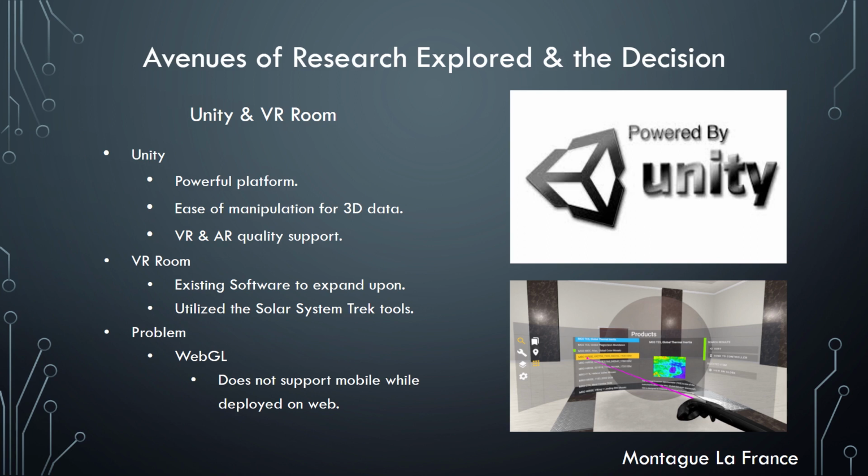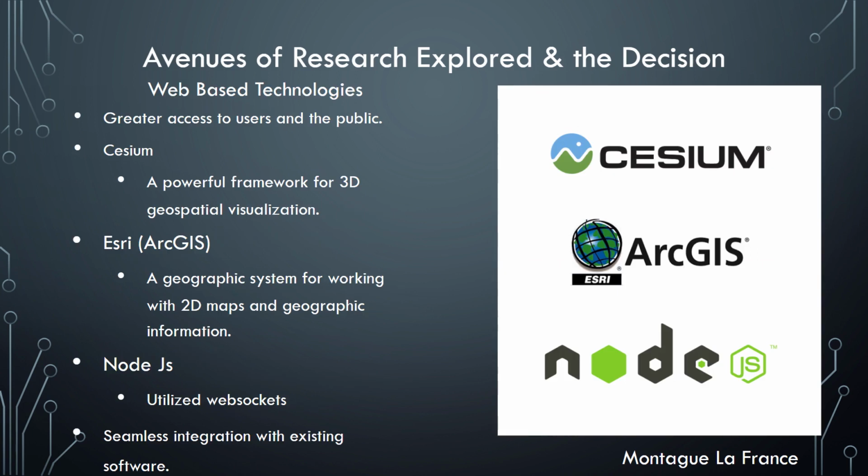However, after extensive research, it was discovered that Unity's WebGL does not support mobile platforms while deployed on web. This would have forced us to deploy the Solar System Trek application on the App Store, which would have proved to be undesirable, cutting out a large user group. Unlike Unity, the research of web-based technologies would have been able to support users on all platforms. It was for this reason we decided to opt for a web-centered approach. The Solar System Trek system is a web-based technology.